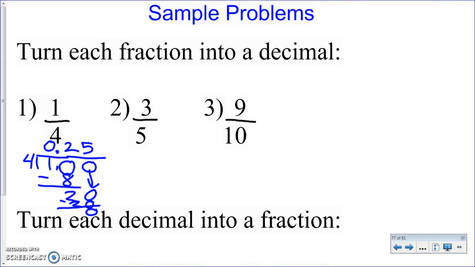For 2, we're going to do the same thing, 3 divided by 5. And 5 goes into 30 6 times, so we get 6/10 for our decimal. Finally, for 3, we have 9/10, which we don't even have to divide because we can hear it as we say it, so we just have to write 0.9.